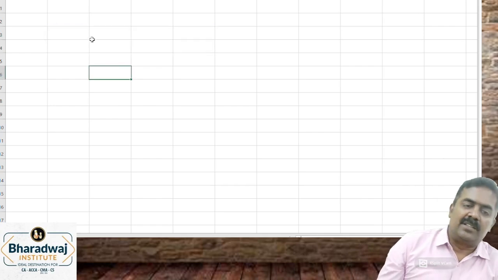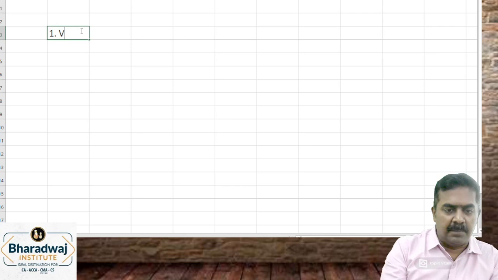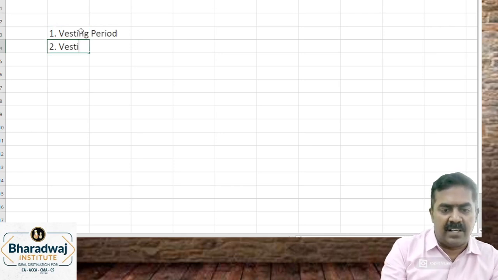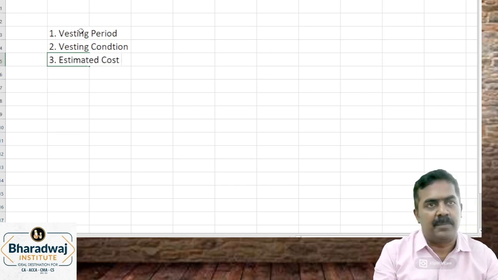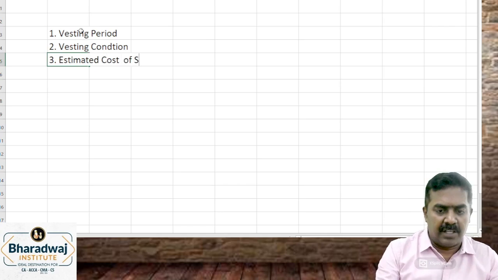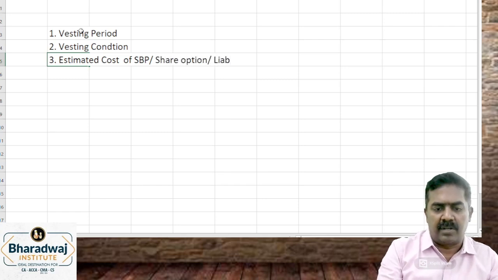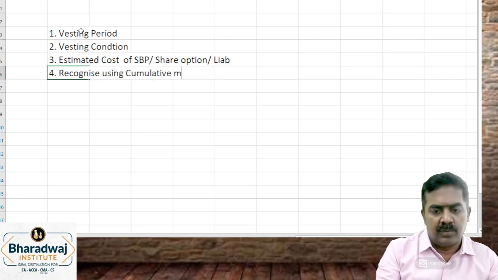The things that you have to notice: first, what is the vesting period? Second, what is the vesting condition? And third, the estimated cost of the share-based payment, or share option, or liability. You try to work out, then recognize using the cumulative method. Why cumulative method?